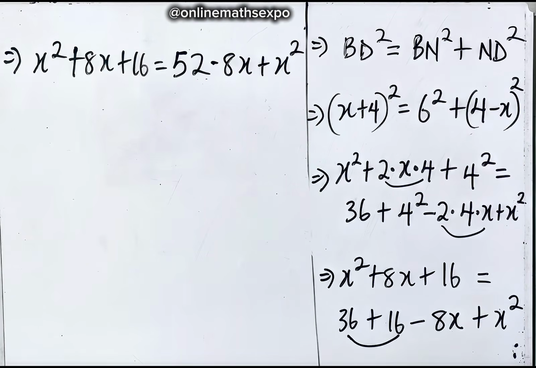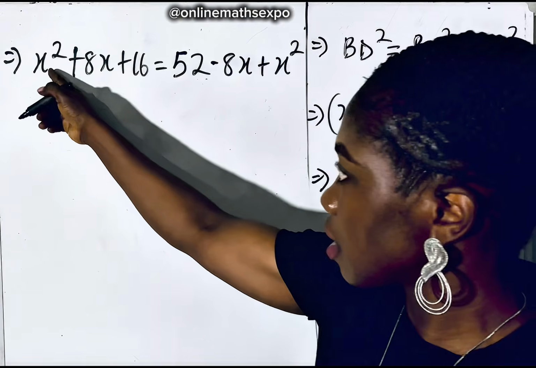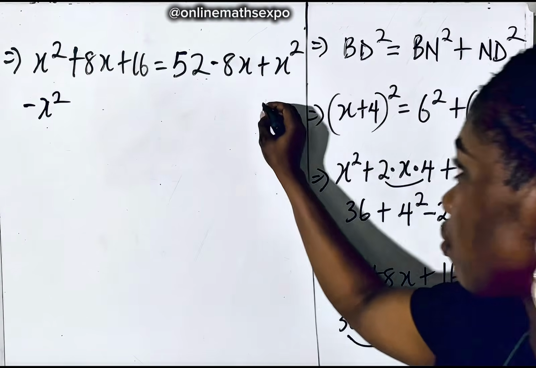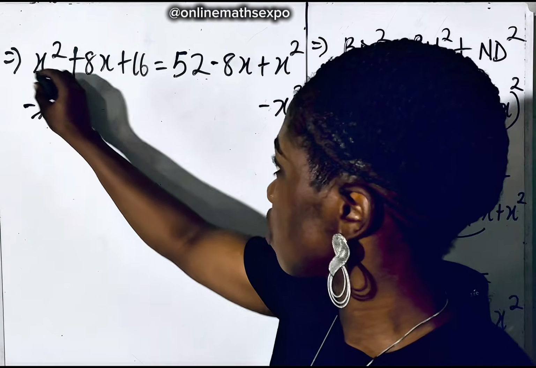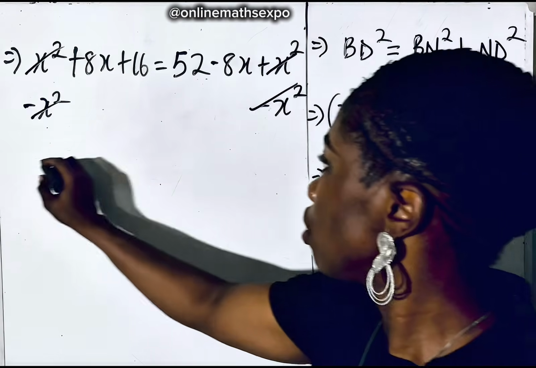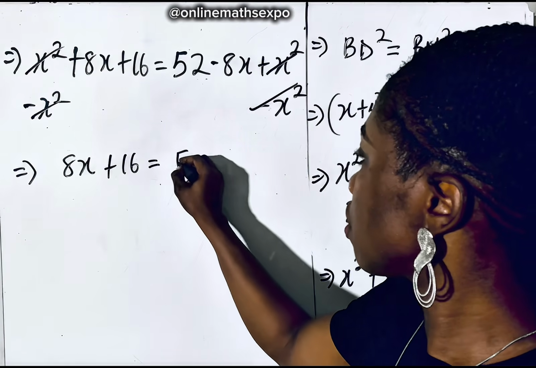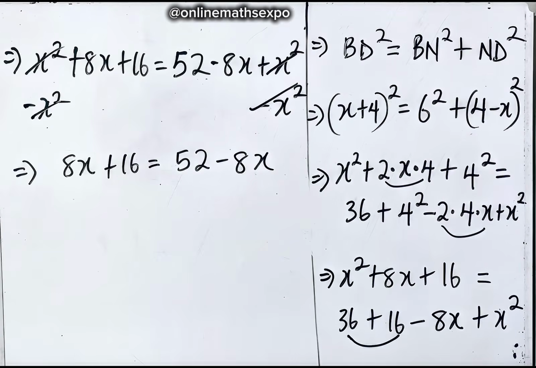So what should we do? We collect like terms. You see that this is x squared, here is x squared. They are both positive. To remove, you subtract x squared from both sides. Now what should we do? Subtract this. This is gone. This is gone. So we are going to be left with 8x plus 16 is equal to 52 minus 8x. What do you think we should do next?